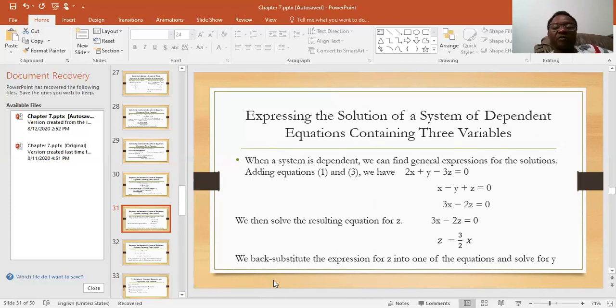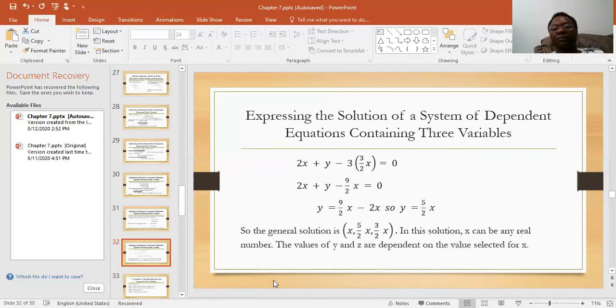In this case, we will express all the solutions as a function of x. We back substitute the expression for z into one of the equations and solve for y. So we have y equals 5 over 2 x. So the solution set is x, 5 over 2 x, and 3 over 2 x.